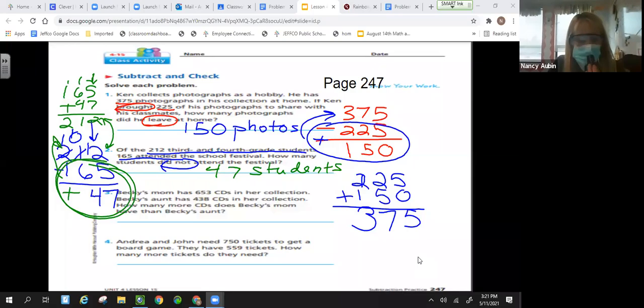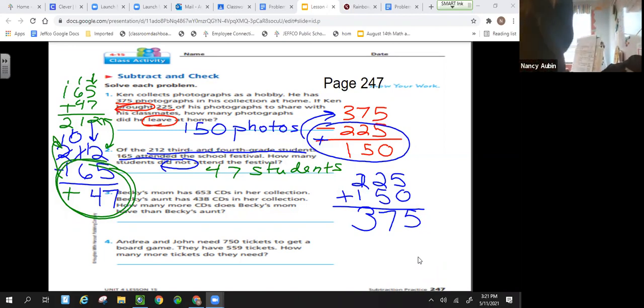Okay, guys, you may not have finished exactly. That's okay. How'd we do in our breakout rooms? Did we get at least one of them done? Okay, let's see how we did. Yeah, Jensen, good. Okay. All right, so today, Becky's mom has 653 CDs in her collection. Becky's aunt has 438 CDs in her collection.